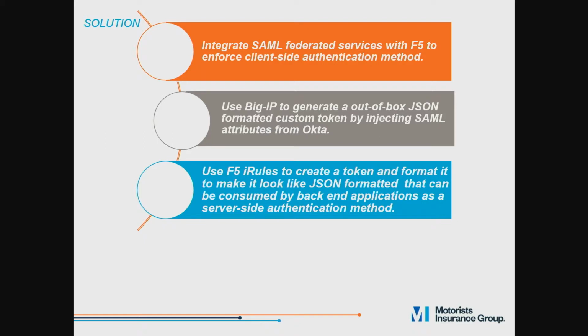So we need to find a way to create a token using that session information, and we need to use BIG-IP. Specifically, we need to use iRules to create a token using the SAML session from Okta, using some attributes within the session, and format it to make it look like a JSON token, because F5 doesn't support an out-of-the-box JSON token. So we call that our server-side authentication for more security.